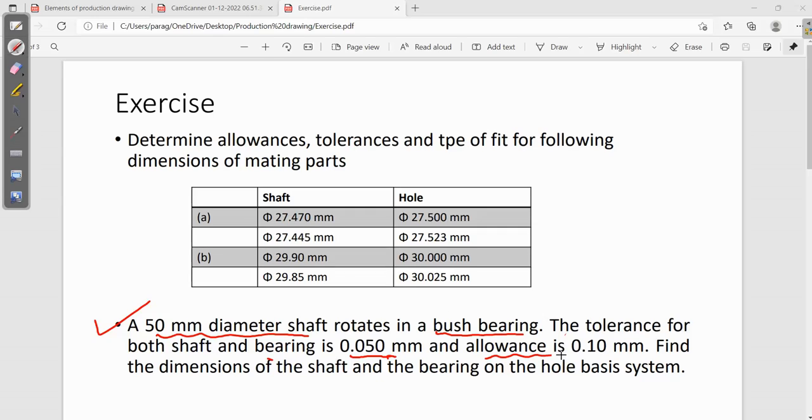Okay, we'll see that afterwards. Find the dimension of the shaft and the bearing on hole basis system. Now it is exactly opposite. What is the meaning of this? Hole basis system. What is hole basis system and shaft basis system? In hole basis system, what is the size of the hole, the diameter of the hole? And in shaft basis system, what is the diameter of the shaft?